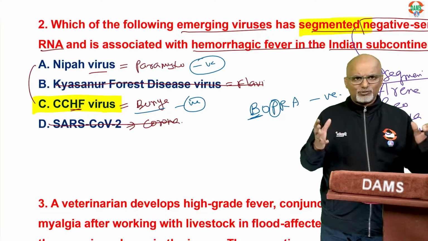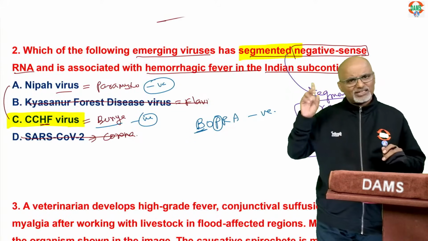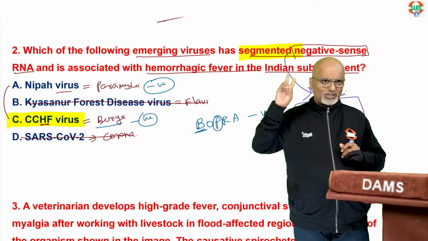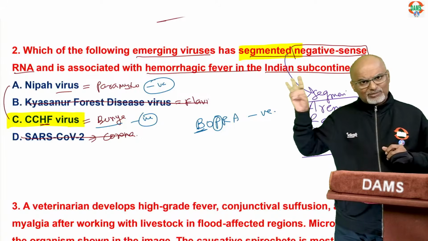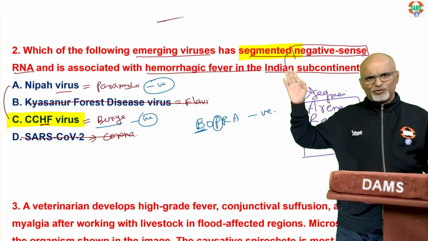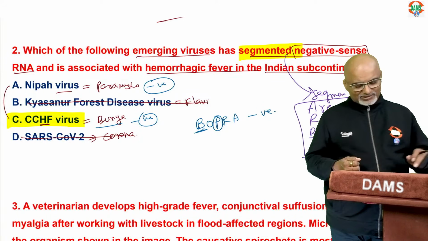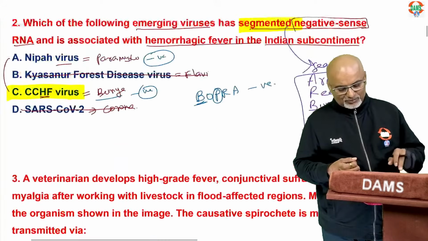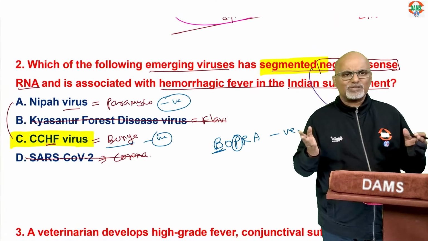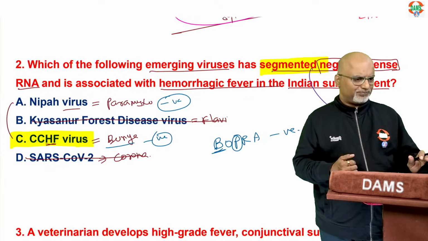Got it? You need to approach like this. You need to correlate many things. First, you should know what is a negative sense virus. Second, what is segmented RNA. Third, hemorrhagic fever. Fourth, present in the Indian subcontinent. But all four are present in the Indian subcontinent, don't worry. Next, suppose it is yellow fever, it may not be present in the Indian subcontinent. So that is also a clue. Be careful.